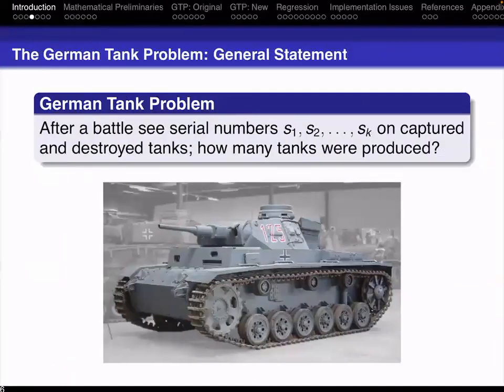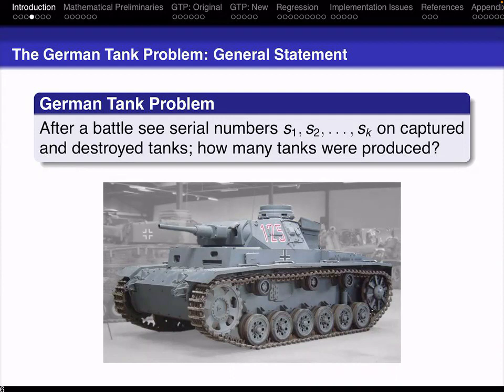All right, so here is how the problem is going to work. After battle, we are going to observe some tanks on the field with serial numbers S1, S2, all the way up to SK. So we will always observe K serial numbers. And we want to try to estimate either how many tanks were produced or how many tanks win the battle. We will assume that the first tank produced is tank number 1, then 2, then 3, then 4. Later, I will talk about how you generalize this to the tanks start with an arbitrary number and then are produced sequentially.